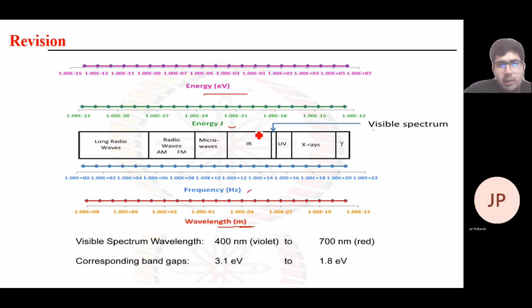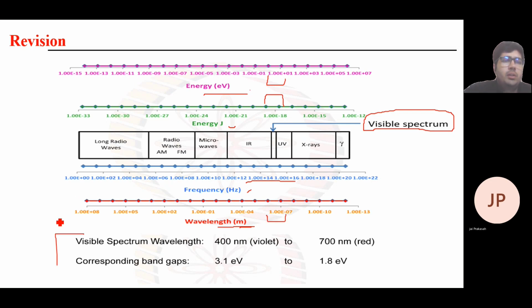So this visible spectrum is very important. It lies between this range, 1.0 into e raised to power 14 to 1.0 into e raised to power 16. This is the range, and similarly the energy and the voltage also lie in this range, and this is the meter. So these are the ranges mentioned.